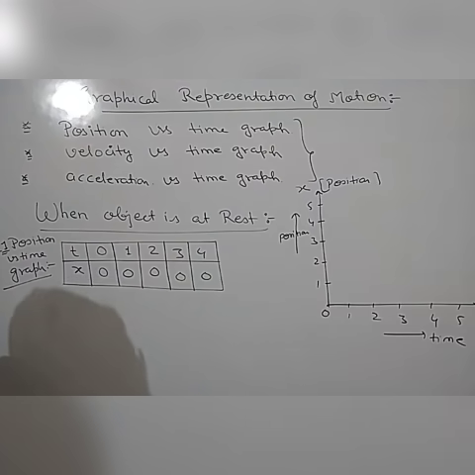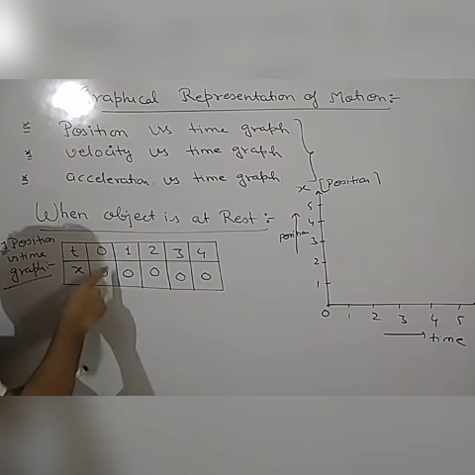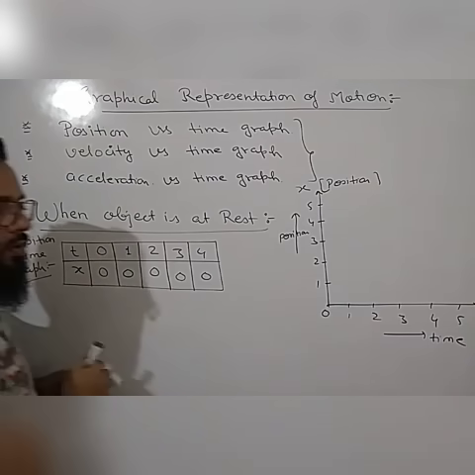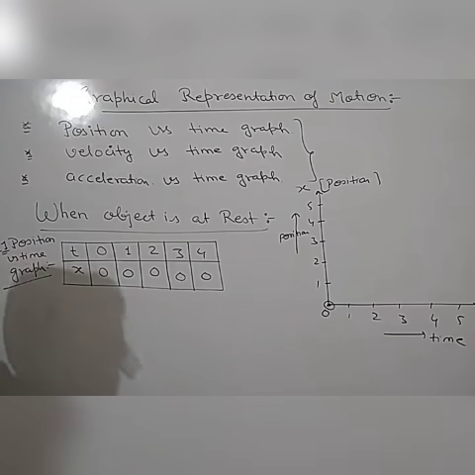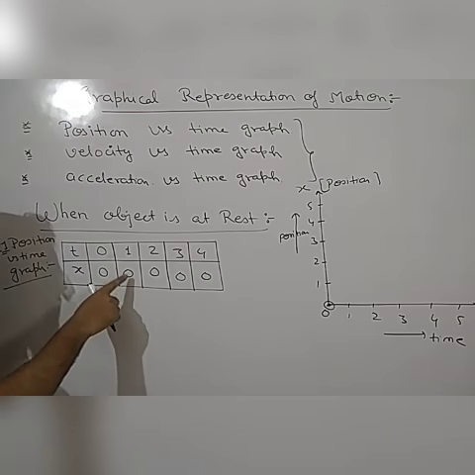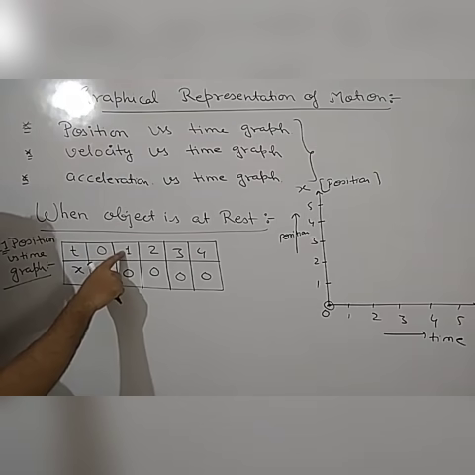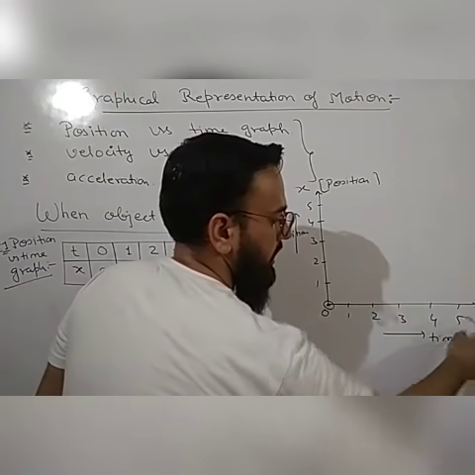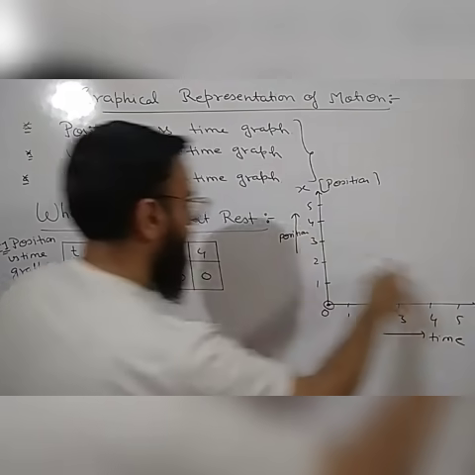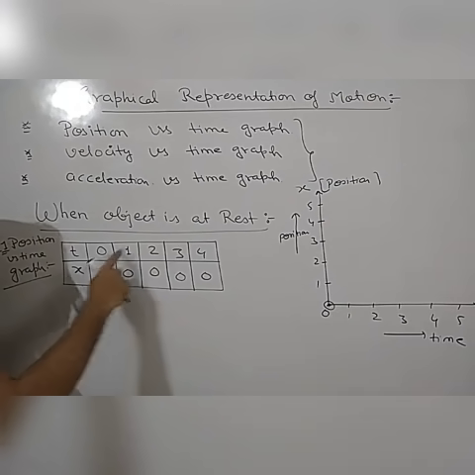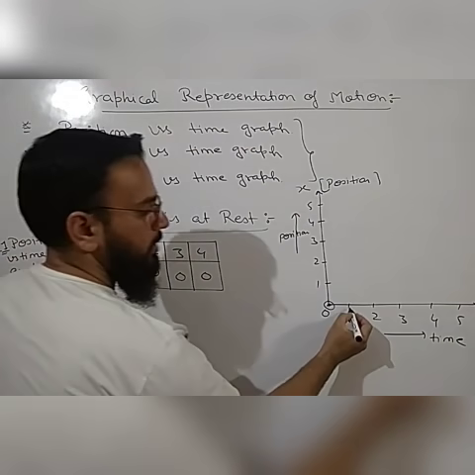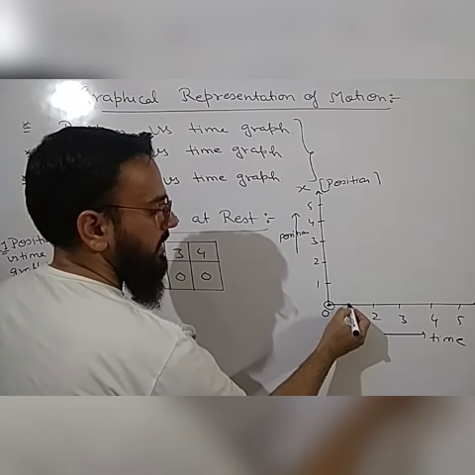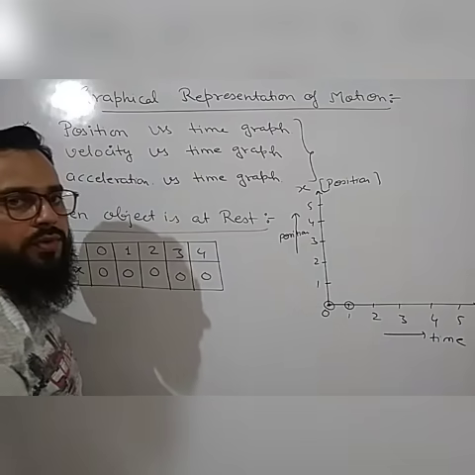Okay. So for t is equal to 0, what is the value of x? It is 0. So the first point will be 0, 0. What is the second point? It is 1, 0. Time is taken on the x-axis, which means the x coordinate is 1. Position is taken on the y-axis, so the y coordinate is 0. So the value of x is 1, but y is 0. It means we will not move.